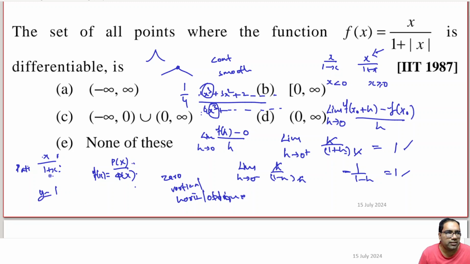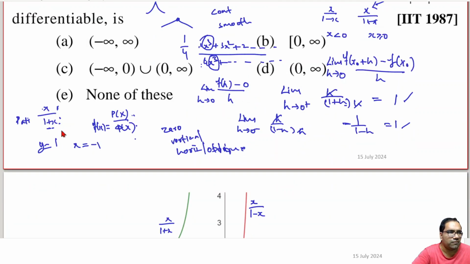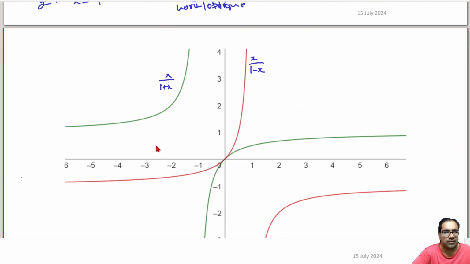Right. And in this case, x plus 1 will be 0 when x equal to minus 1. So at minus 1, there will be a vertical asymptote. If you have to draw this graph, then it will look something like this. Okay, this green one, there is a vertical asymptote at x equal to minus 1. So this line is a vertical asymptote.